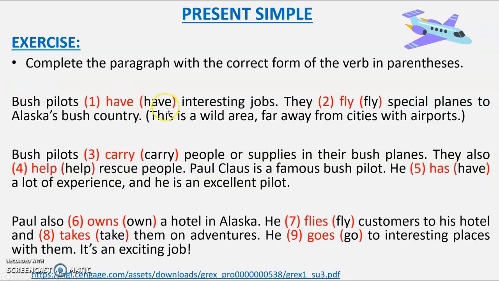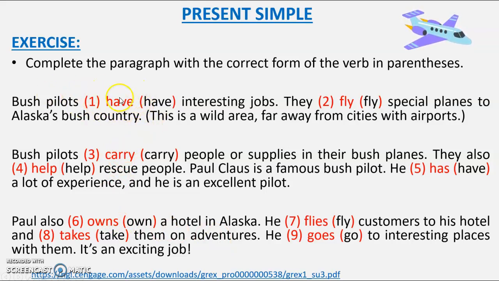Bush pilots have interesting jobs. They fly special planes to Alaska's bush country. This is a wild area, far away from cities with airports. Bush pilots carry people or supplies in their bush planes. They also help rescue people. Paul Kloss is a famous bush pilot. He has a lot of experience and he is an excellent pilot. Paul also owns a hotel in Alaska. He flies customers to his hotel and takes them on adventures. He goes to interesting places with them. It's an exciting job. So if you see here, kids, we can see both uses of the present simple, right?